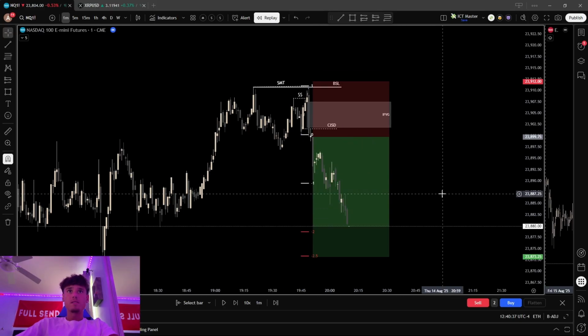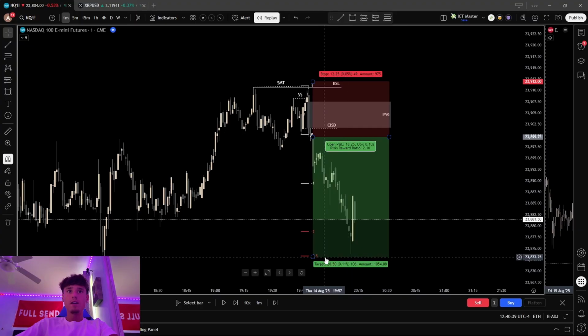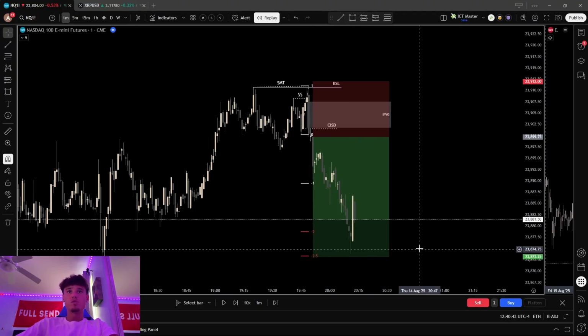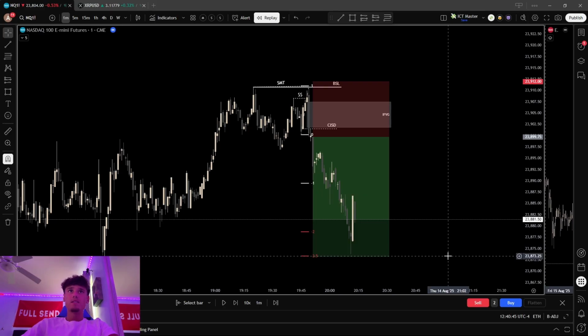Very strong break past this -1. We keep going, and our take profit would get hit right over here at this -2.5. So it's honestly as simple as that. I trade this every single day at New York Open. And it's honestly one of the best strategies you can ever have, especially if you are an ICT trader.